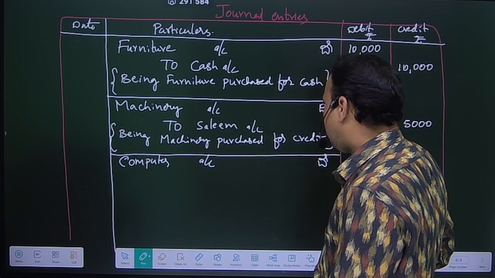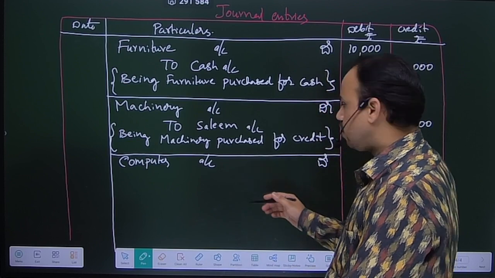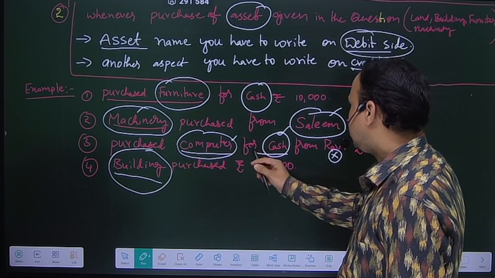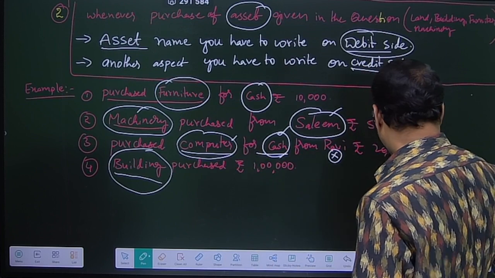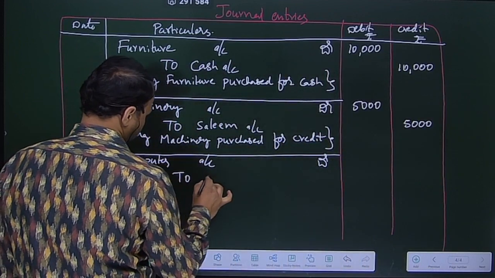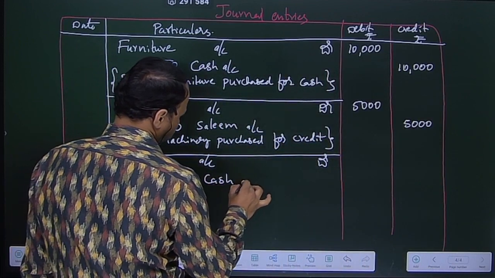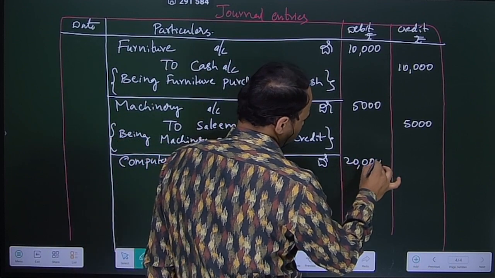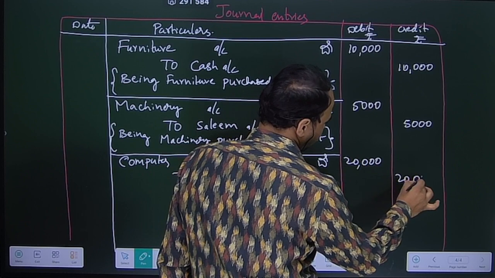So computer account debit. What did we purchase here? Computer account debit. How did we purchase the computer? For cash. So another aspect we have to write here: to cash account. The amount we have to write is 20,000: debit 20,000, credit 20,000.